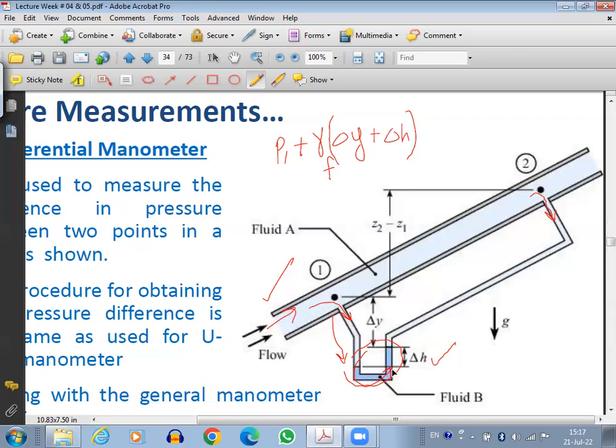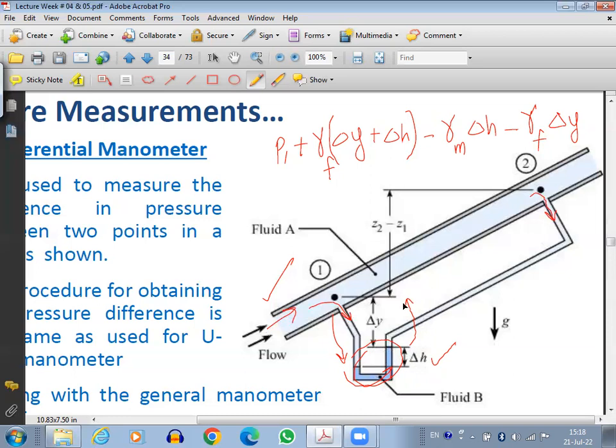So now after moving from this point, we are moving back up. When we are moving up, it is negative, and this time gamma of the manometric fluid into del h. Again minus, because we are moving up. So now we are at this point, and we can move from this point till here. So minus gamma of, again, the main fluid, into del y.